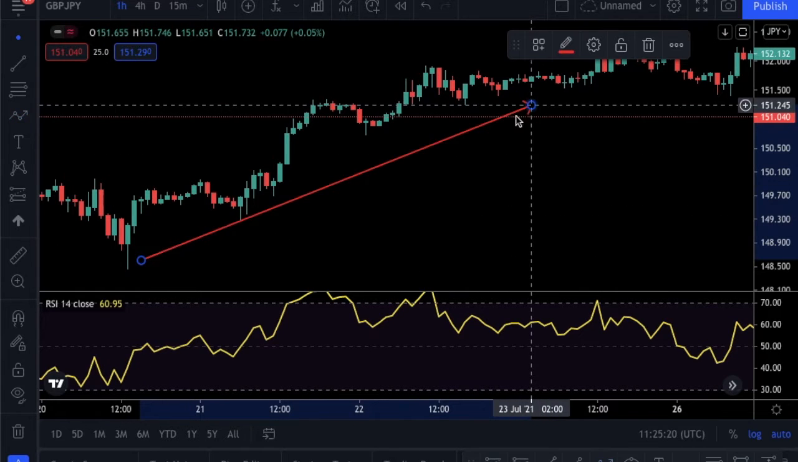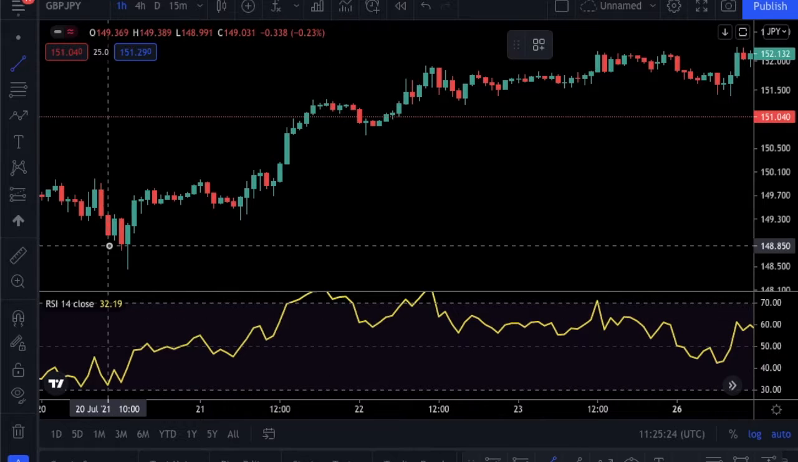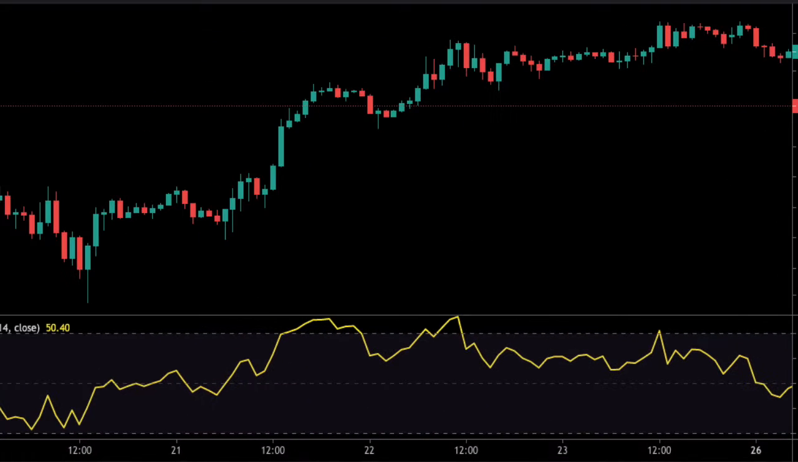So this time, instead of using the divergence to look for a reversal opportunity, we will use it to hop on trends. Let me show you an example. Here you can see that there is a clear uptrend. Price starts to move up and it constantly makes higher lows.